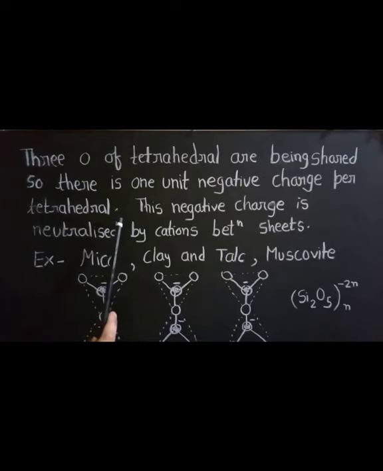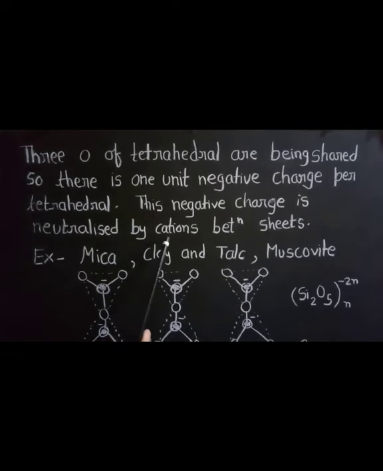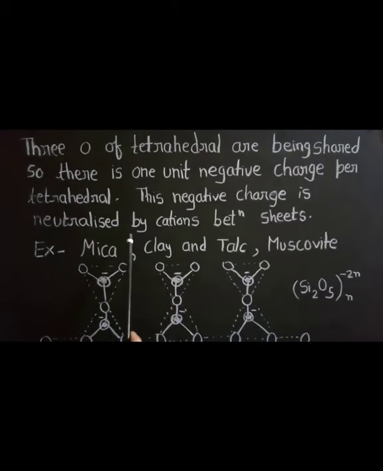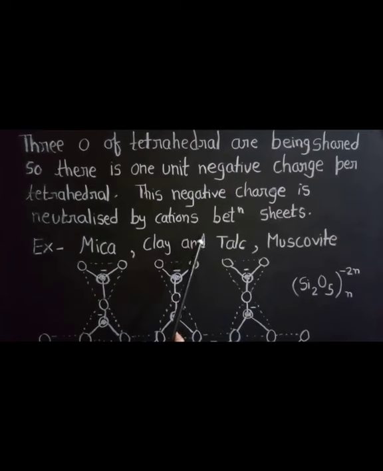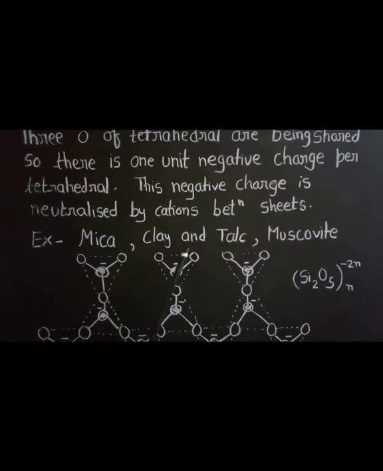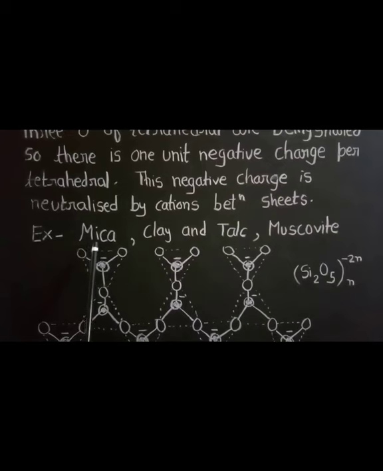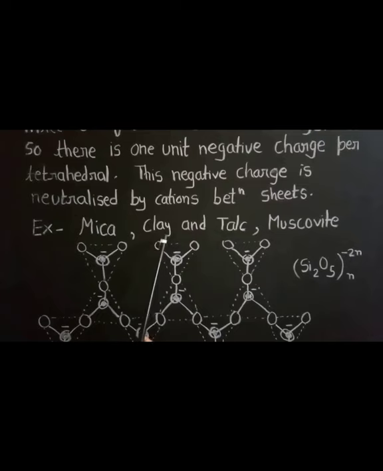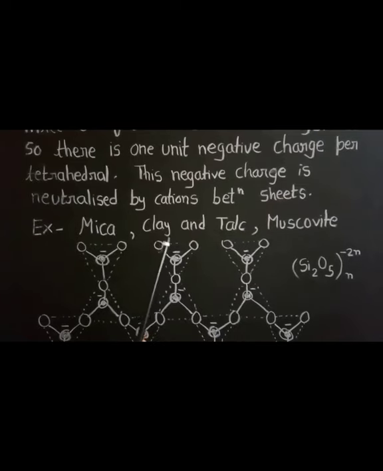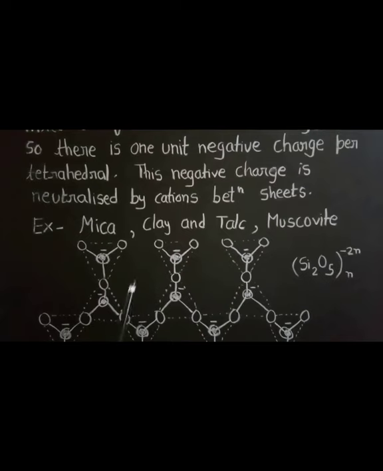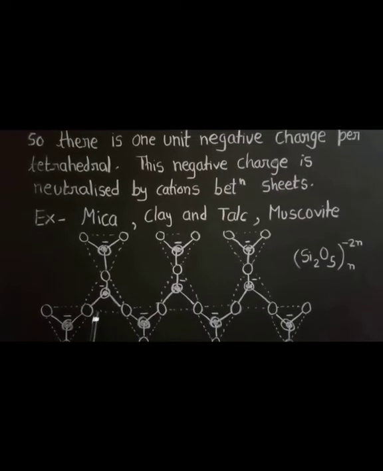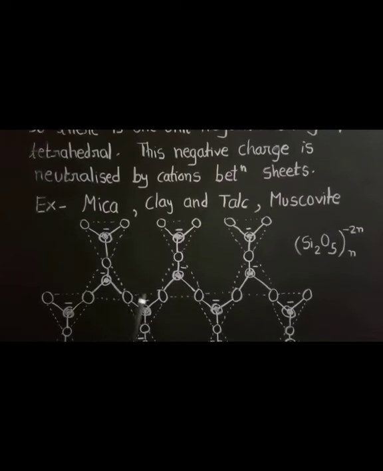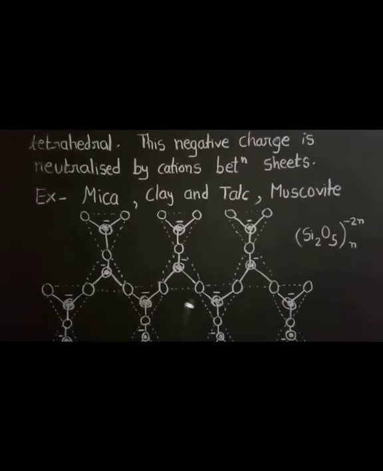The best examples are talc, mica and muscovite. The main examples are talc and mica. These sheet silicates are layered structures in which the silicate sheets are stacked one over the other. The attractive forces between these layers are very weak and hence they can be cleaved easily, similar to the graphite structure. So sheet silicates are otherwise called phyllosilicates. Each tetrahedral unit shares 3 oxygen atoms with others, thus forming 2-dimensional sheets.